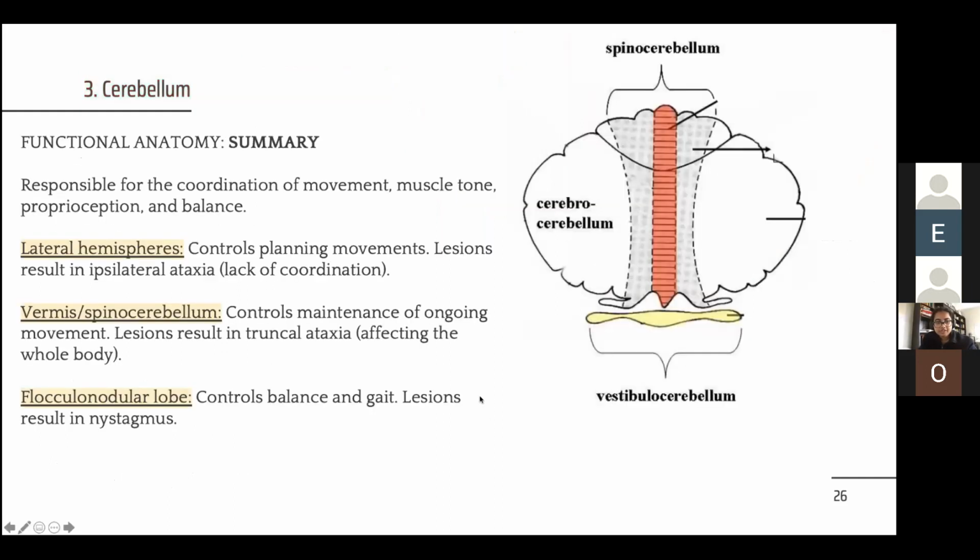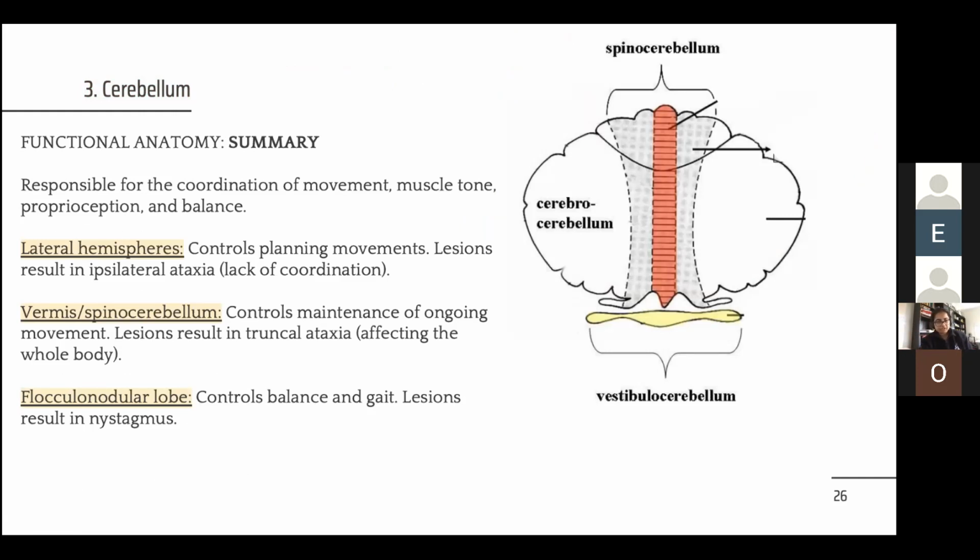In terms of functional anatomy, this is a summary. On the next slide, it's in more detail, but you can read through that in your own time. So what the cerebellum actually does is that it's responsible for movement coordination. It's responsible for muscle tone, figuring out where you are in space, so your proprioception as well as your balance. So you can imagine that if your cerebellum gets damaged, you lose control of your balance and your coordination.